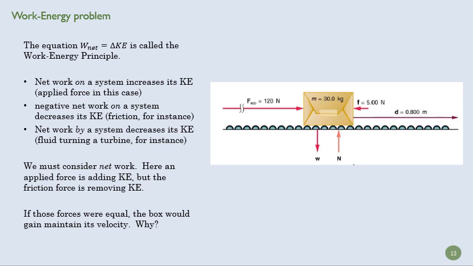When there's negative work on a system, like this friction in the leftward direction, what's the cosine of 180? Well, it's -1. So that's going to do negative work on the box. It's going to remove kinetic energy. And then sometimes you'll have a system actually doing work, like fluid moving through a turbine. And when it does work, it's going to lose some of its kinetic energy.